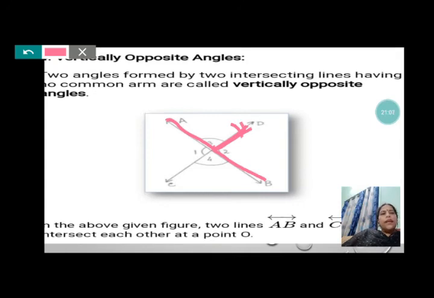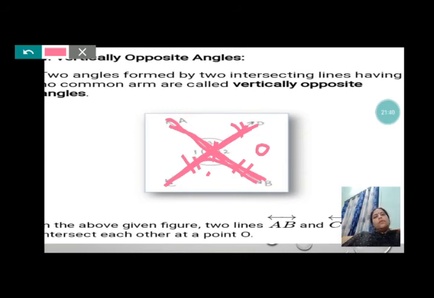Now with this we will take DOB and BOC. Again they have common point O and a common arm over here. Now one more we will see: angle BOC and angle COA are adjacent to each other, because again they have a common vertex and a common arm.